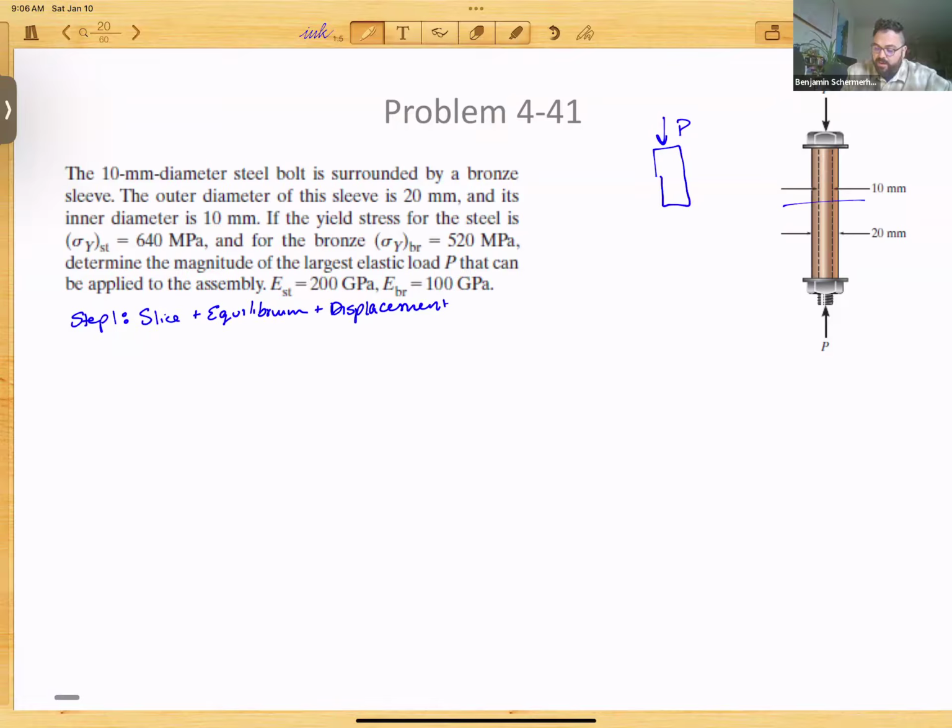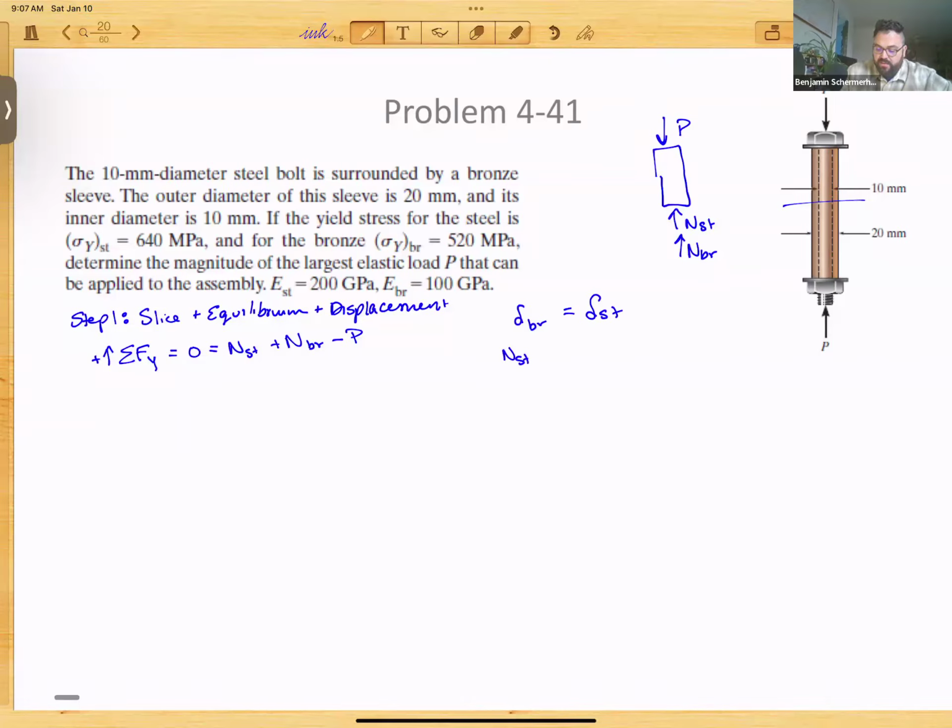So if I'm slicing through the middle here, then I'm going to have two compressive normal forces, one for the steel, one for the bronze, because we know those normal forces are going to be different. That's going to give me at least one equation from net force in the y direction. If I choose up as positive, set it equal to 0, I have N steel plus N bronze minus the force P. The other thing that we know is that the displacement is going to be the same. So we have the displacement in the bronze is going to be equal to the displacement in the steel.